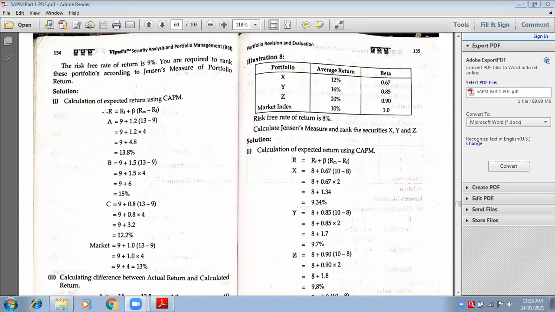So what is the formula of the Jensen measure? RF plus beta, RM minus RF. See, everything is given. You need not worry about that. Now, because there are four things, three portfolios A, B, C and the market index, you need to calculate for all. Now, let us start with A.